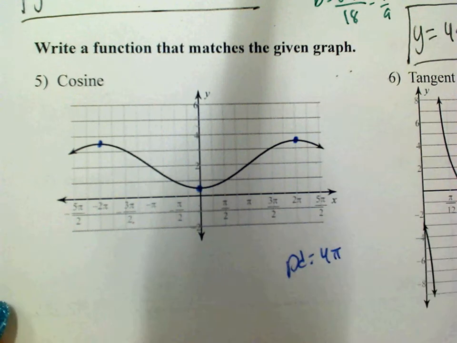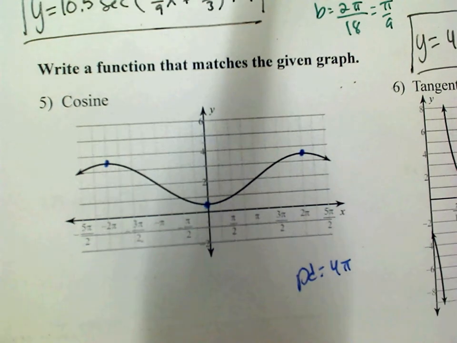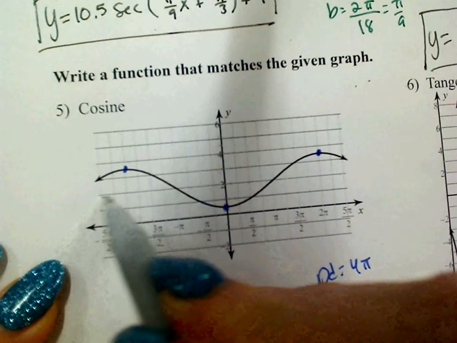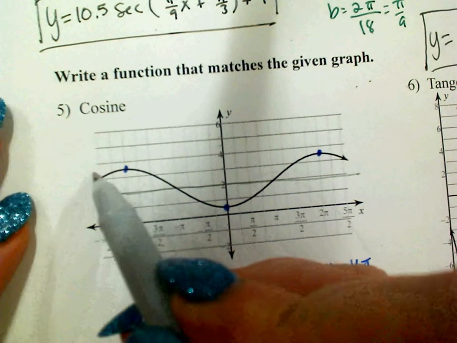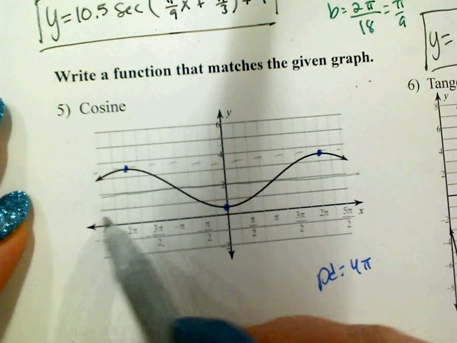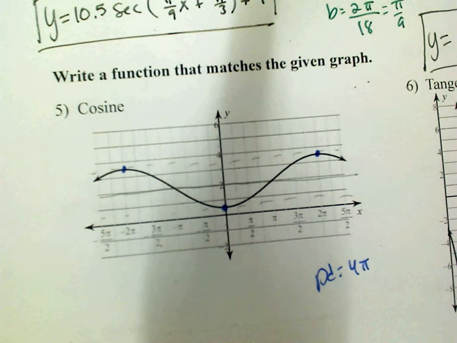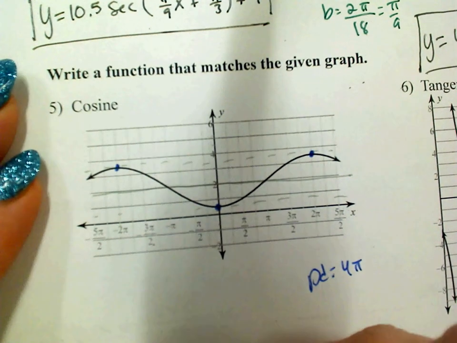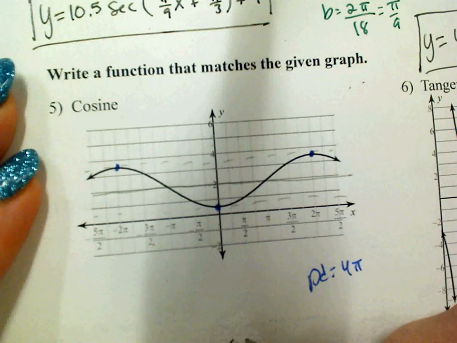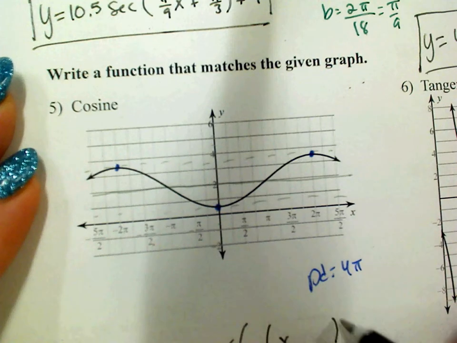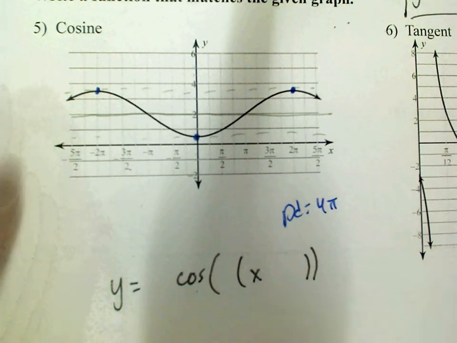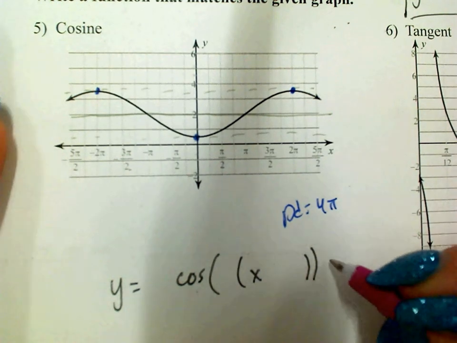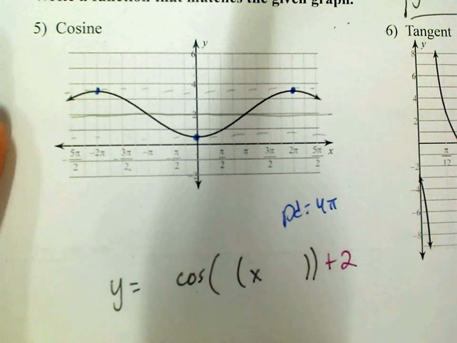My midline looks like it's at 2, so it looks like it's up 2. And then it looks like I'm going up 1.5 and down 1.5. So far, I know that I've got y equals cosine, and I know I'm going to go up 2. I've got an amplitude of 1.5, so I'm going to put 3 halves up front.